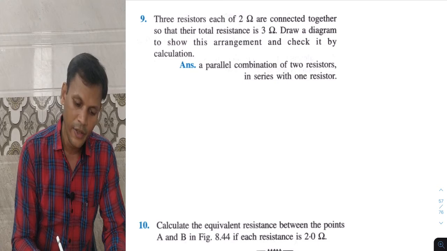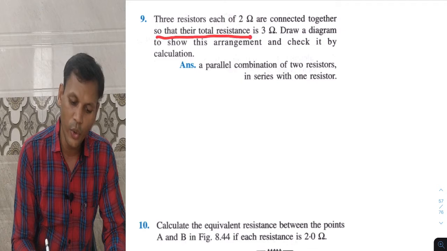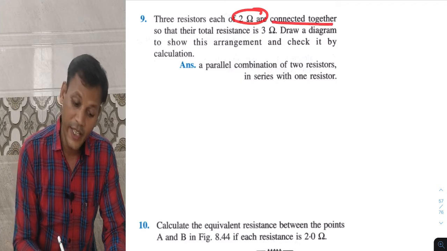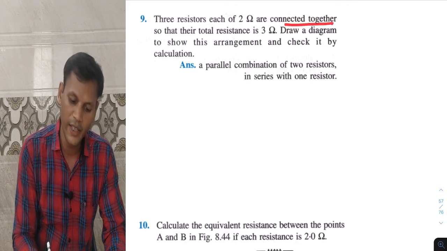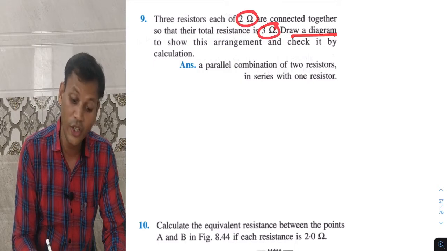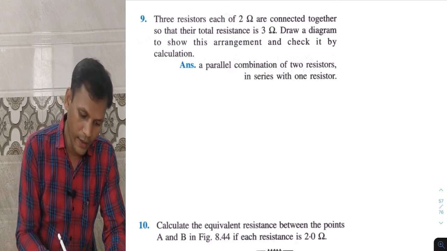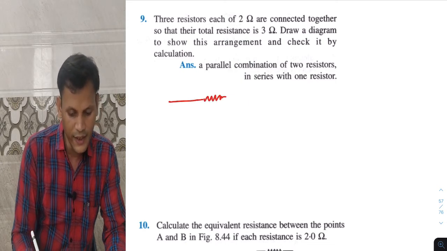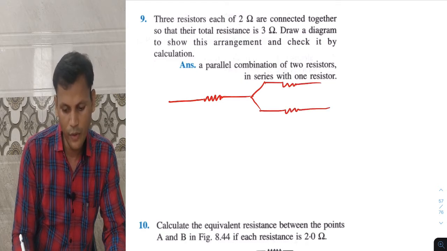Now next question is question number 9. Three resistors each of 2 ohm are connected together so that their total resistance is 3 ohm. 3 resistors, each of 2 ohm, are connected together so that their total resistance is 3 ohm. 3 is greater than 2, so one will be in series. So what we can do is keep one resistance in series and 2 resistances in parallel.